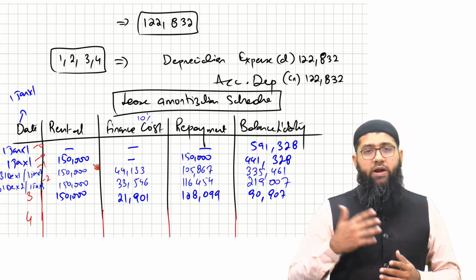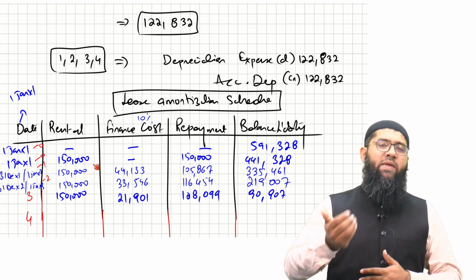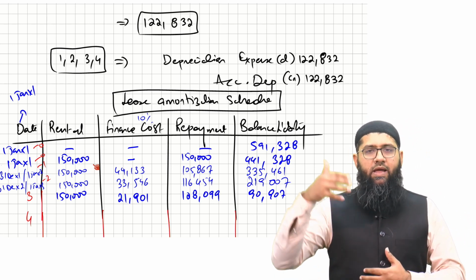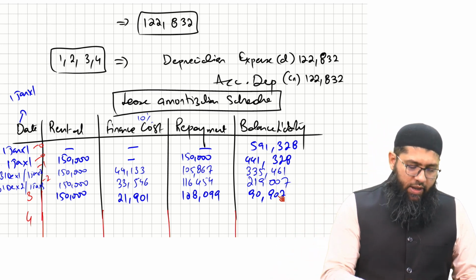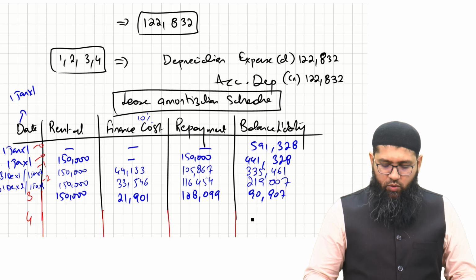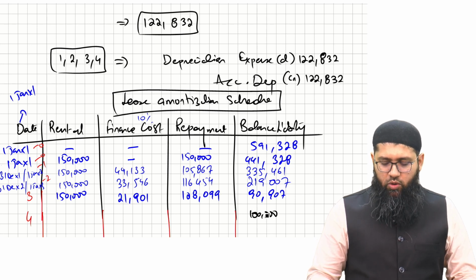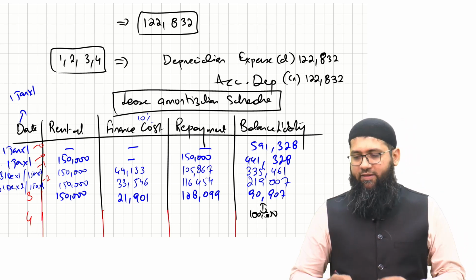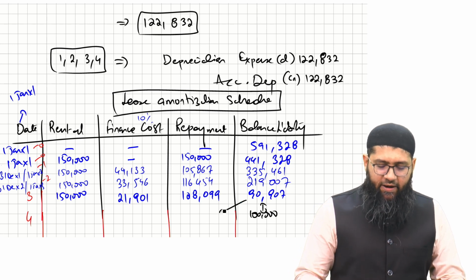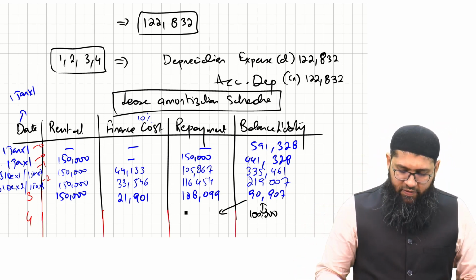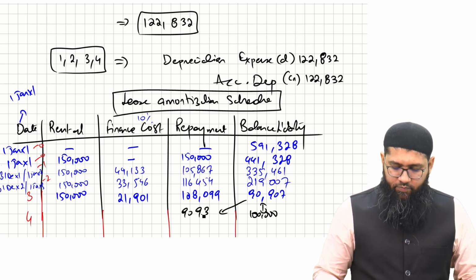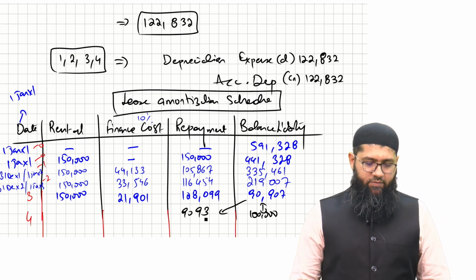Now, what is going to happen is that in time period 4, which is the last year, at the start of the year, the liability is 90,907, and you know the guaranteed residual value was 100,000. So you got to make sure that it ends at 100,000. And for it to end at 100,000, this has to be 9093.